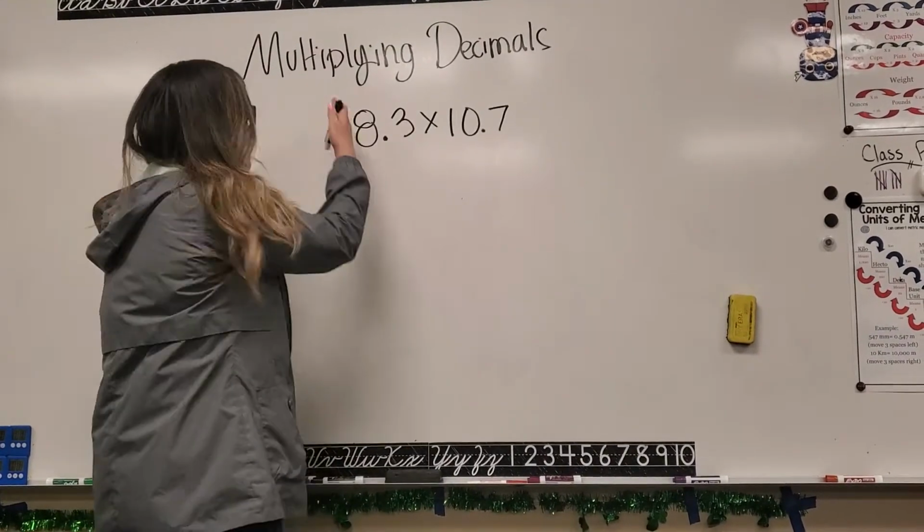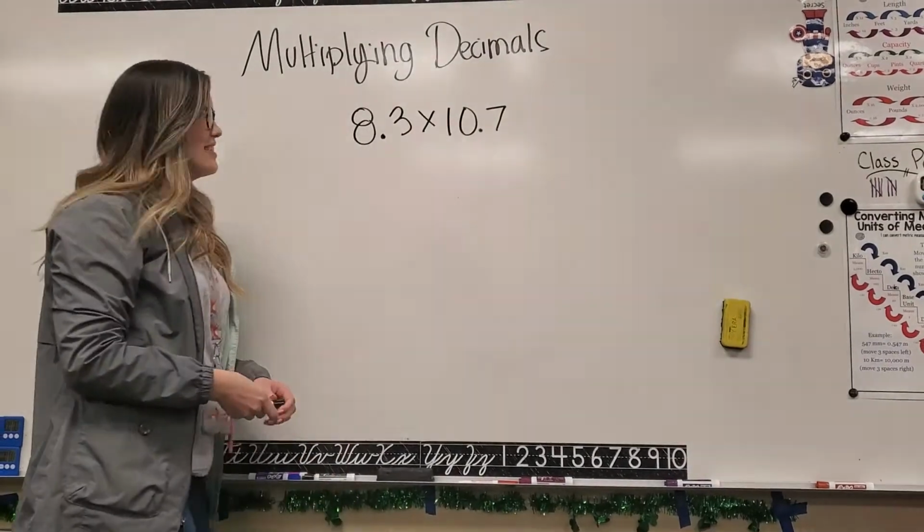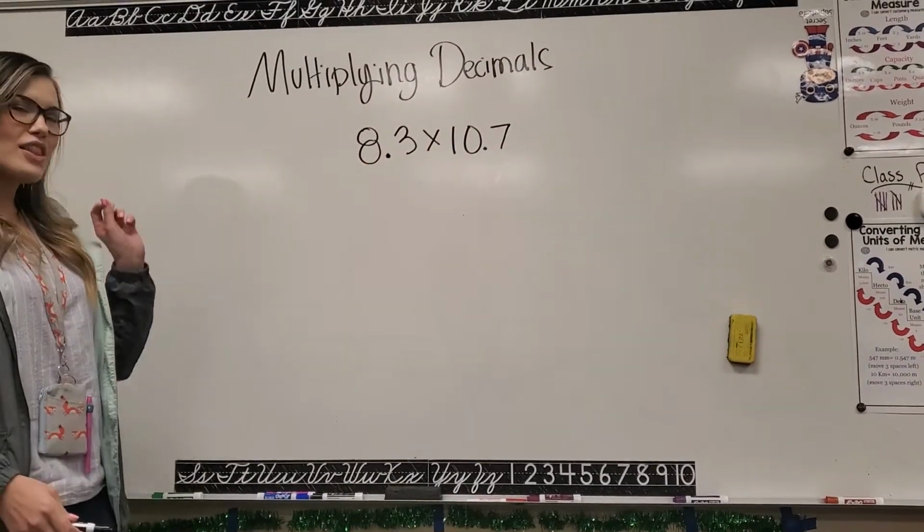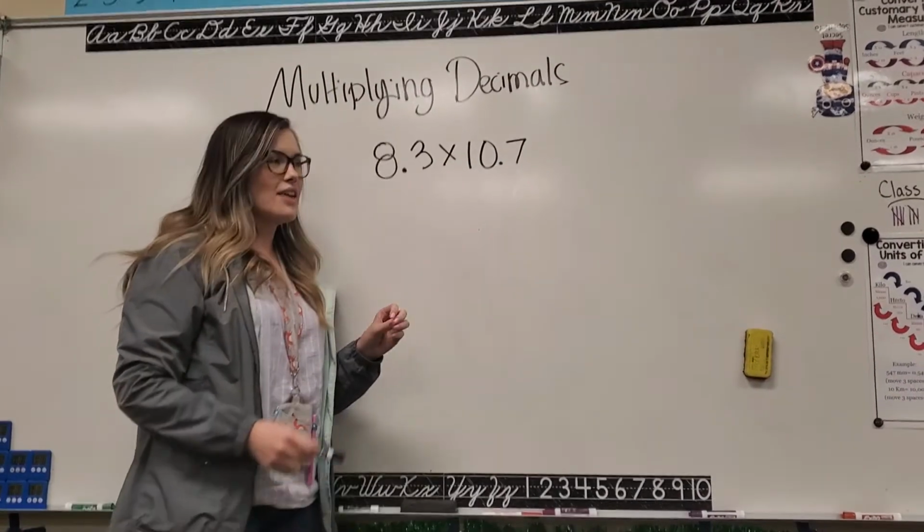Today we're going to be multiplying decimals, okay? So I have 8 3/10 times 10 and 7/10.